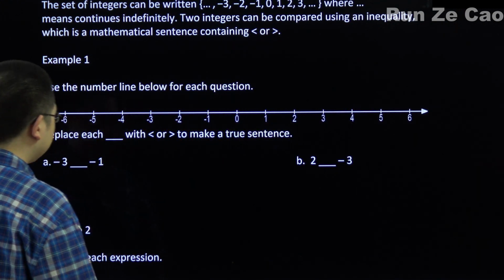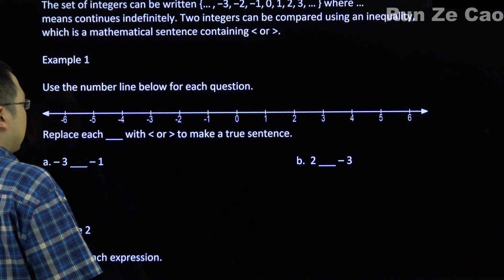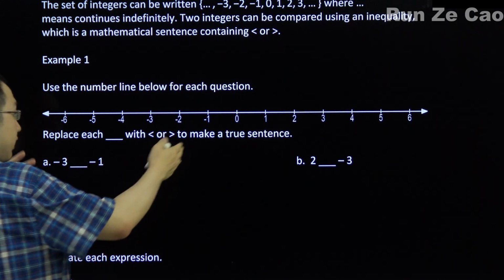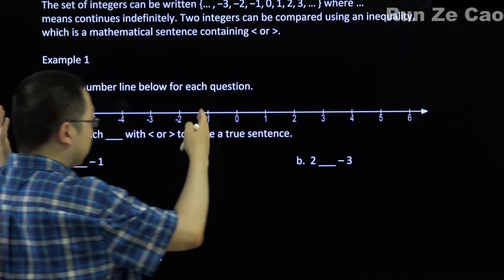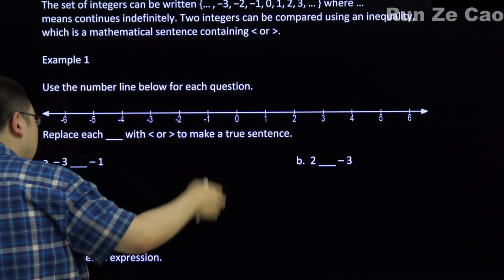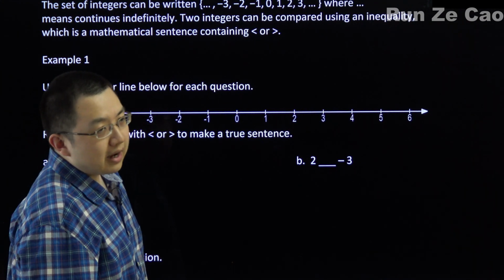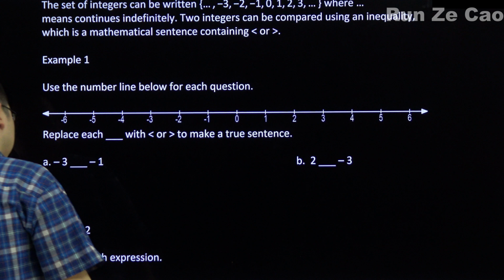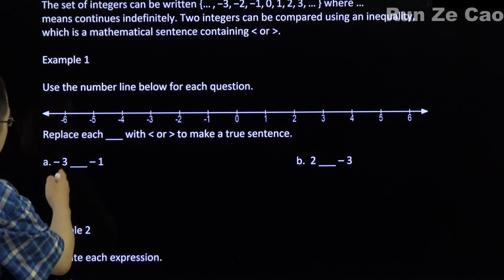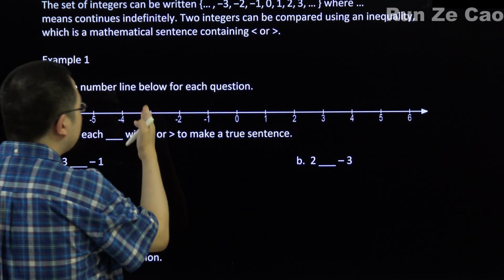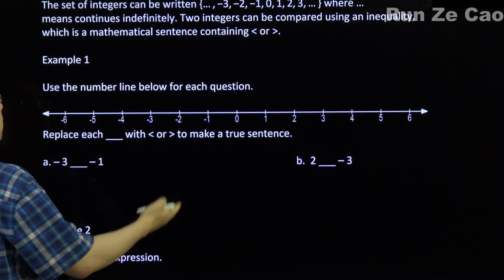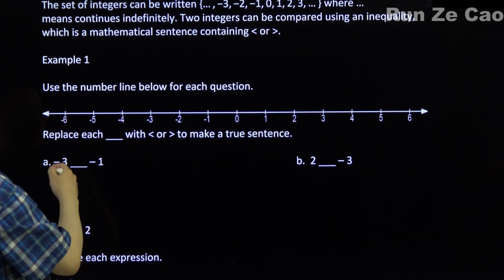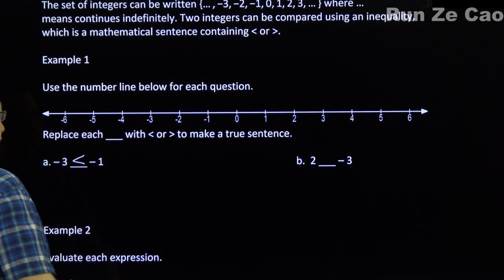Of course, for integers with large magnitudes, i.e. that are far from zero, whether positive or negative, a number line is not recommended for obvious reasons. So, let's compare negative 3 and negative 1. Well, negative 3 is more negative than negative 1. Therefore, negative 3 is smaller than negative 1.